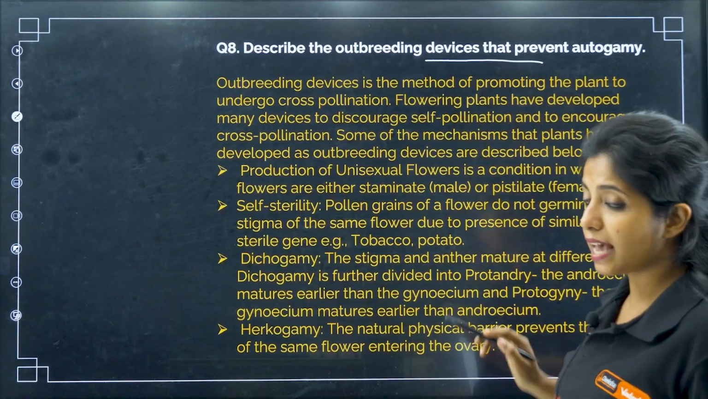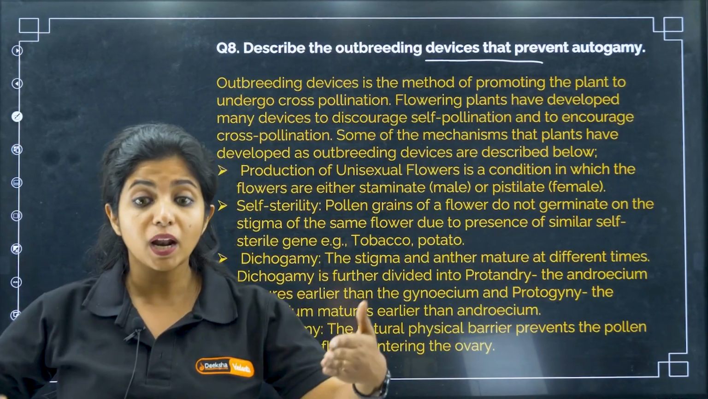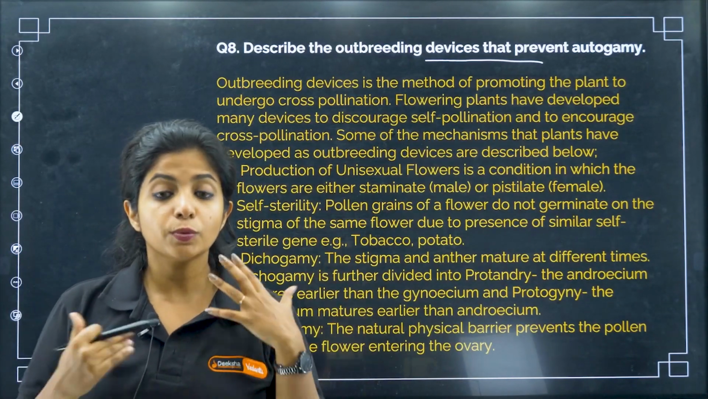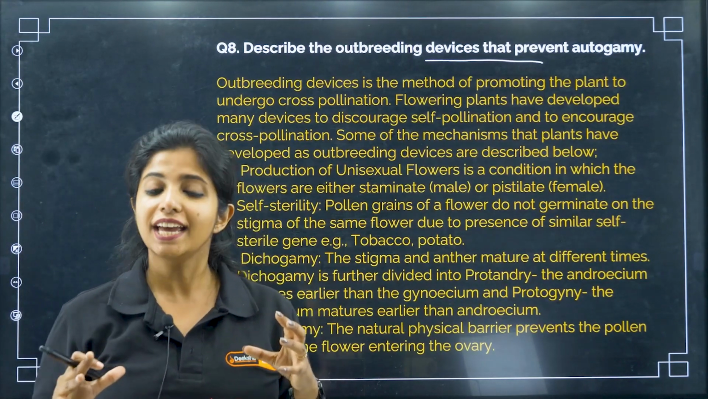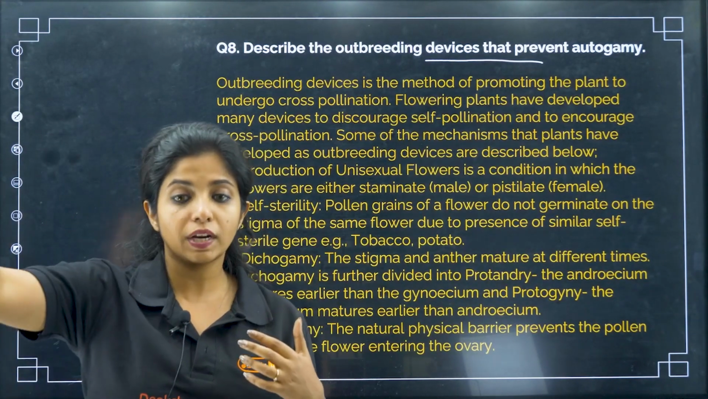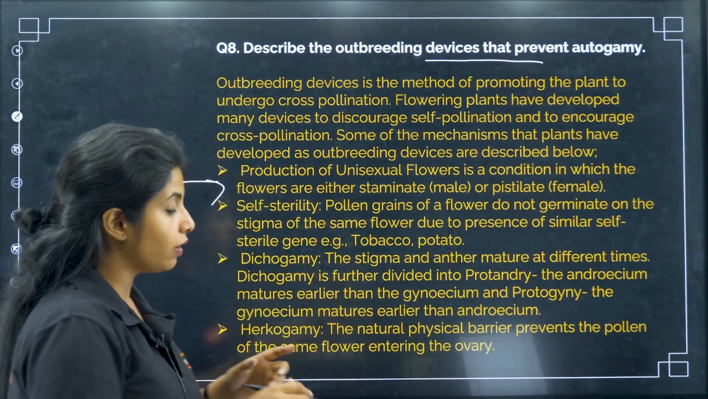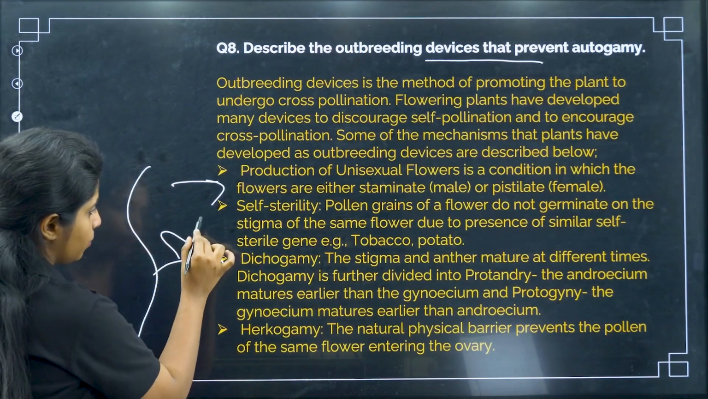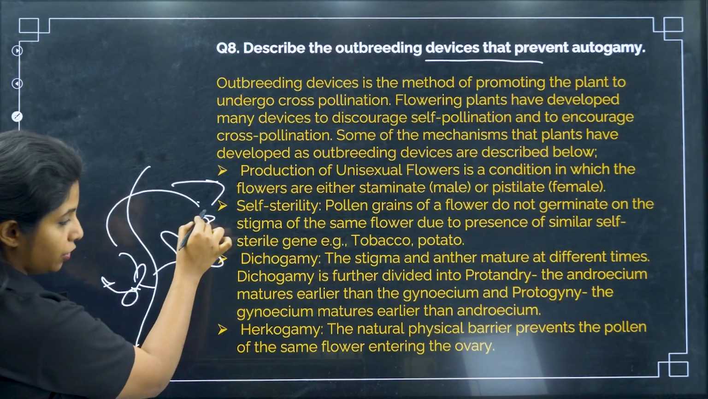And outbreeding devices, as in something that does not allow inbreeding to happen, something that will allow cross pollination to happen, my dear children. So, what are those devices? One is production of unisexual flowers. If they are unisexual, obviously the pollen will be going from one plant to another. That will be a better way, yeah. Listen, unisexual flowers can be on the same plant also, where this is the female and this is the male. Both are unisexual, but from here to here it's happening anyway.